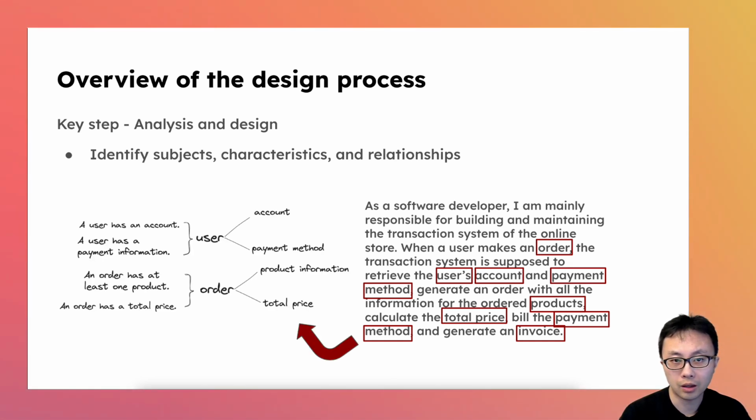If this task is carried out accordingly, you will at least be able to summarize 2 subjects and 4 characteristics from this snippet of the interview. The 2 subjects are user and order. User has 2 characteristics, account and a payment method, because you can put them in sentences where verbs are either has or owns. Similarly, order also has 2 characteristics, product information and total price.